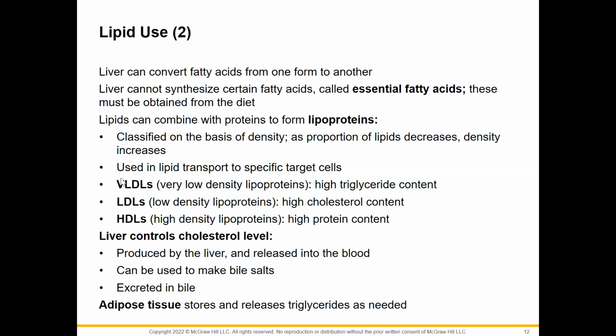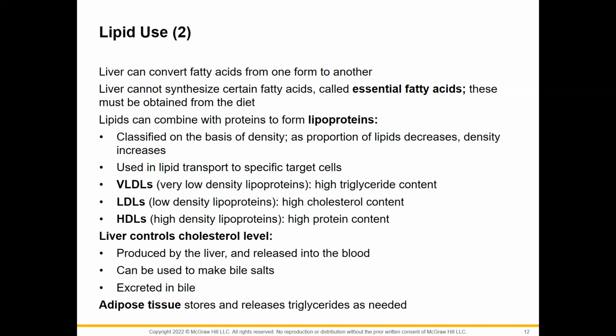The first one we'll discuss is VLDLs, very low density lipoproteins. This would be the triglycerides. So we talked about the glycerol backbone with the three fatty acids. They have a high amount of lipid, lower amount of protein, and so they're going to float on water a lot more.